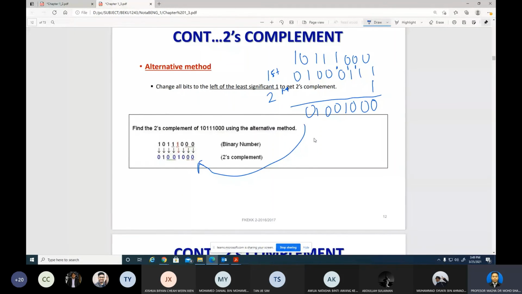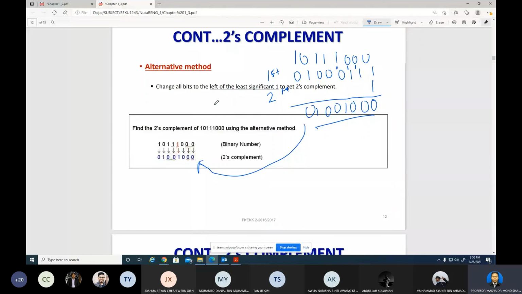So this is another alternative. But for me, it is better you use this one. First you convert into the first complement, then for the second complement just add 1 at the least significant bit, then you can get the answer. So this is for the second complement.